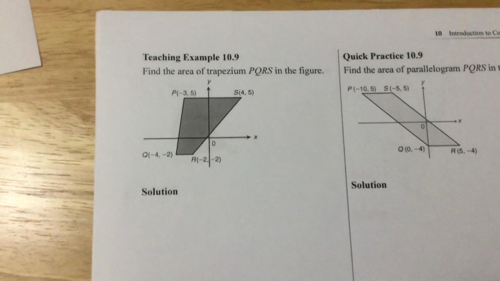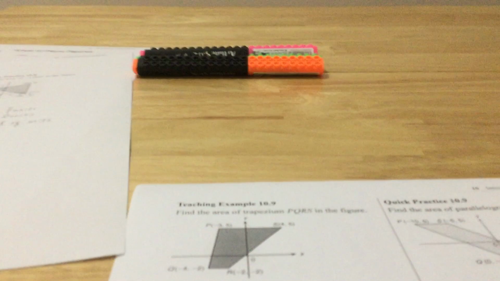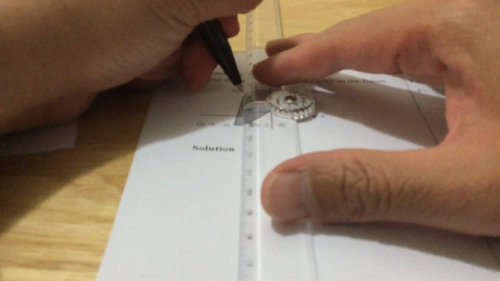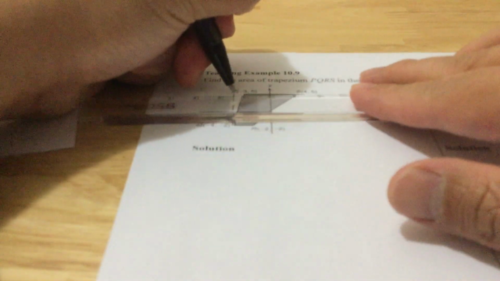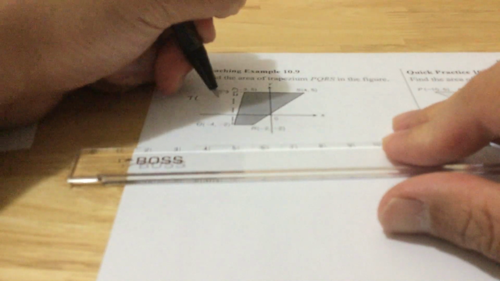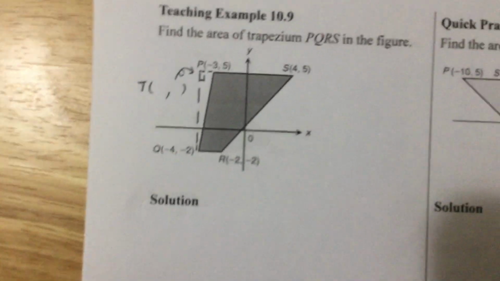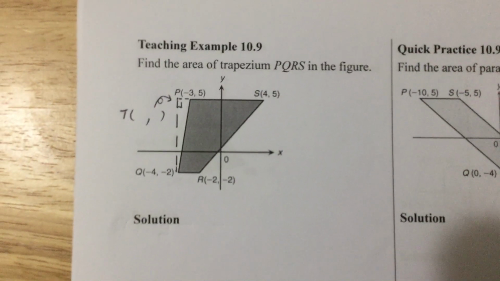So we must draw a height for this trapezium now. So I put down the camera and I will draw the height of it. Okay, the height. Okay, we call it the coordinate of T. So can you tell me what is the coordinate of T? 15 seconds.